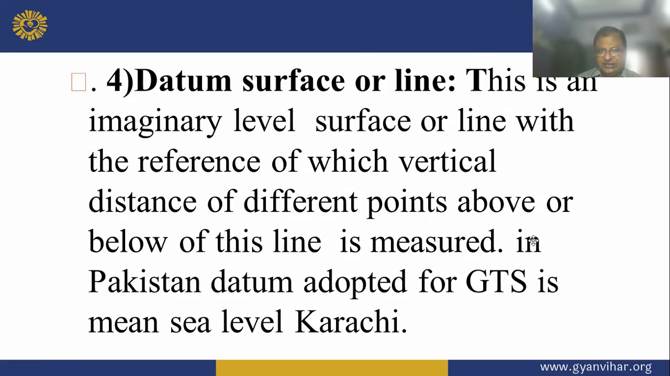This is an imaginary level surface, the reference with respect to which the vertical distance of different points above or below it is measured. The datum adopted for the GTS is the mean sea level of Karachi and Mumbai at the Gateway of India.